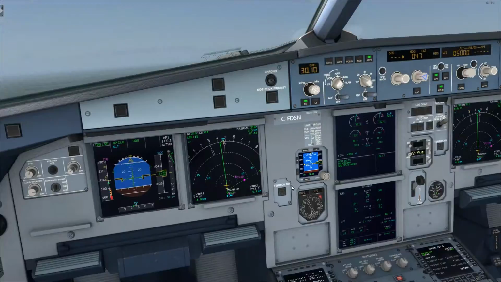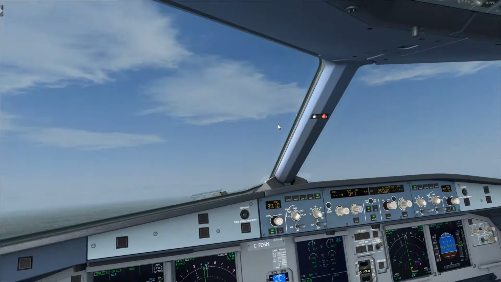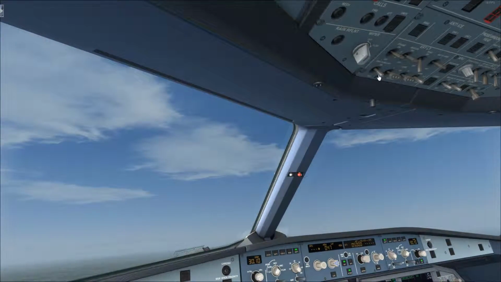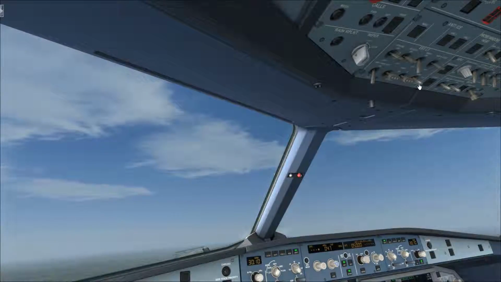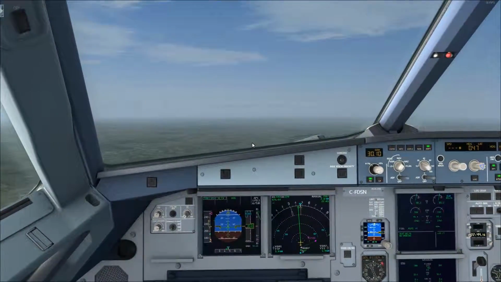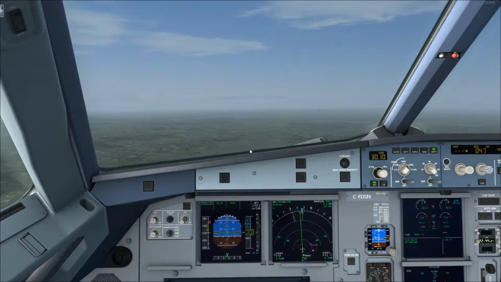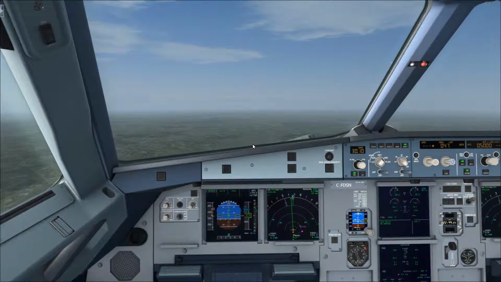Alright, let's disarm the spoilers, ground spoilers. Check retracted. Gear up, lights off. Both on. Off. Check. 301.